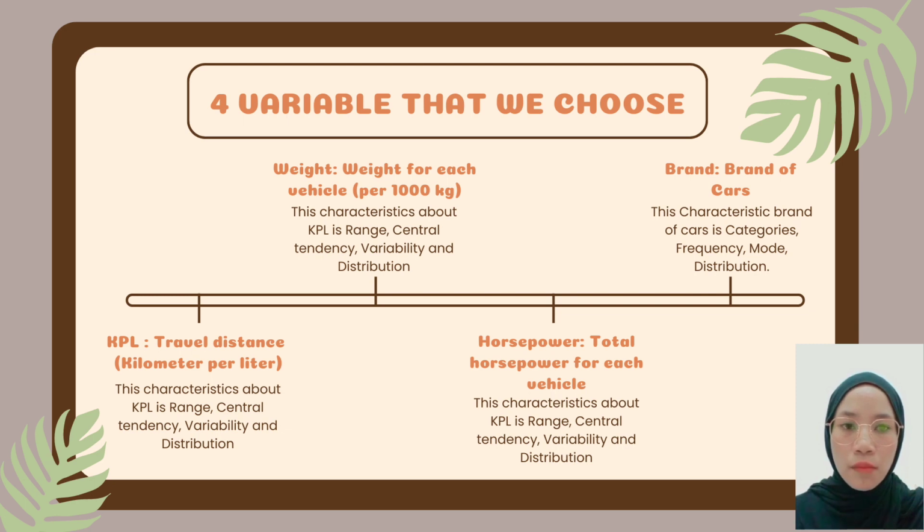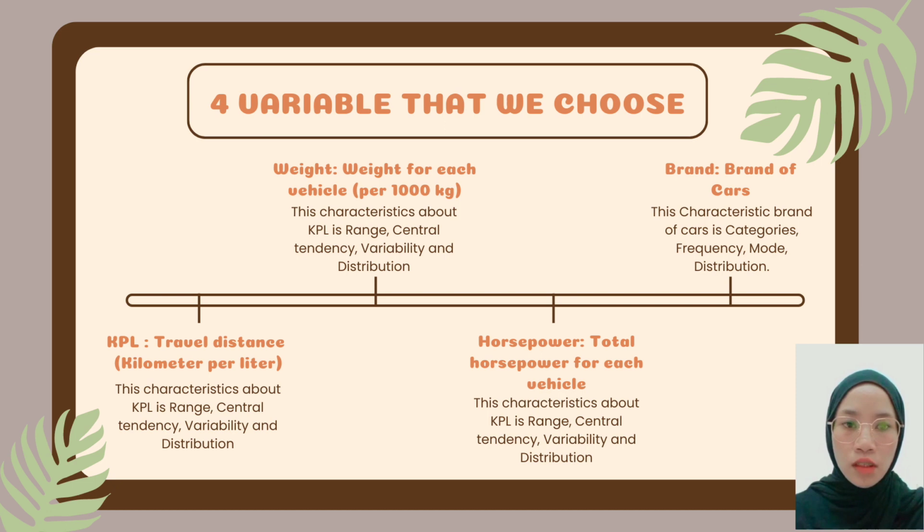First, the variable KPL, travel distance. KPL is a continuous variable, given that it may accept any number within a defined range. This variable has characteristics in range, central tendency, variability, and distribution. Range is the minimum and maximum value for travel distance. Central tendency of travel distance can be described using statistics like mean, median, or mode. Variability can be described using metrics like standard deviation or variance.